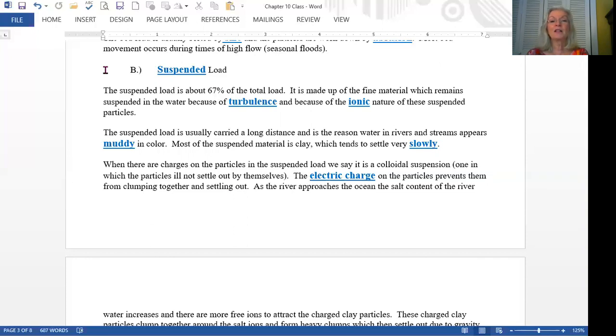So as the suspended load is carried along, it usually gives, again, your river its muddy appearance or its color associated with it. It's the color. Not all rivers are muddy. Ours just happens to be very muddy. I mentioned the electric charge on it.